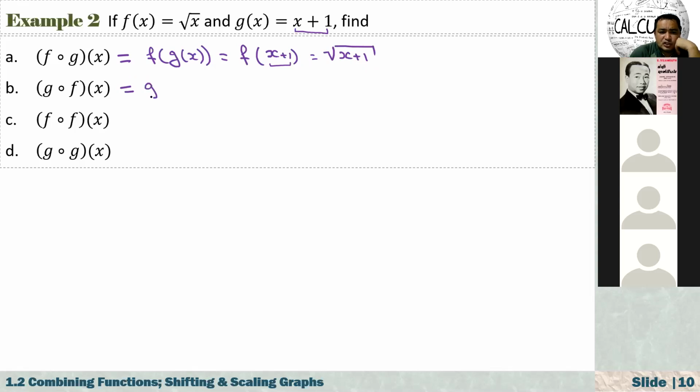Question B is g of f of x. What is our f function? That's equal to square root of x. And how about the function g? Whatever you substitute here is just adding 1. So here we have square root of x, that is the input value, and adding 1.